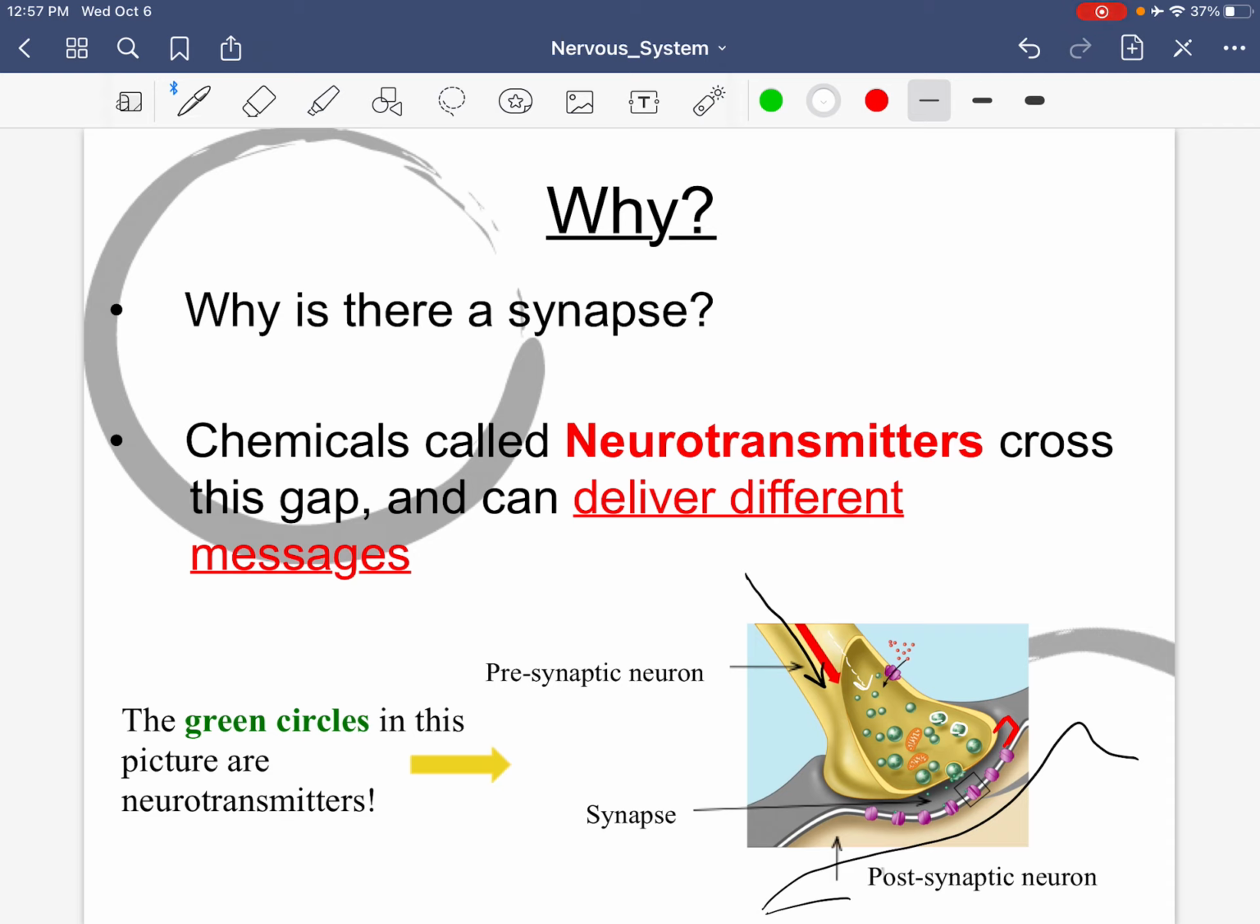And when the time is right, when a nerve impulse comes down, there's a series of steps that occur, resulting in that neurotransmitter being released. You can see the little green circle going up to the edge and kind of spewing out, almost like vomiting out the neurotransmitters. And those neurotransmitters cross the gap. And the benefit is that different neurotransmitters can deliver different messages. So make sure you know that the chemicals that cross the synapse are called neurotransmitters. And by the way, that makes sense. Nervous system, transmitter. We're talking about chemicals in the nervous system that transmit a message. And then also know that different neurotransmitters can deliver different messages.